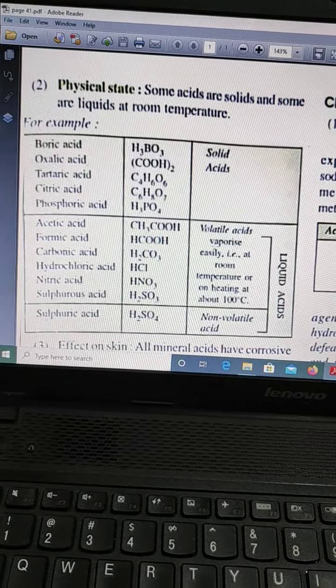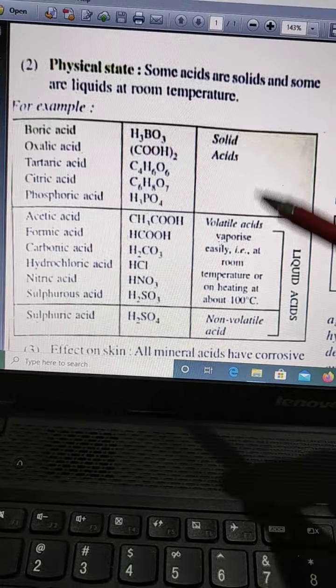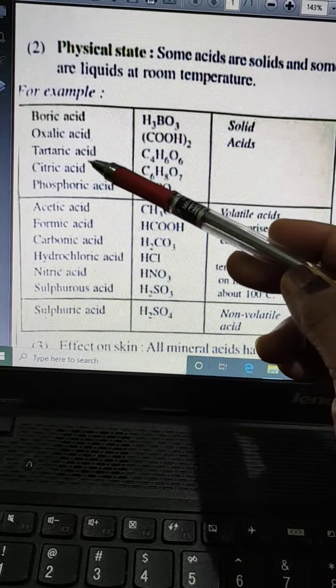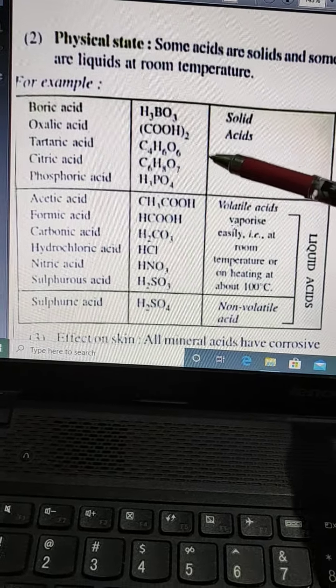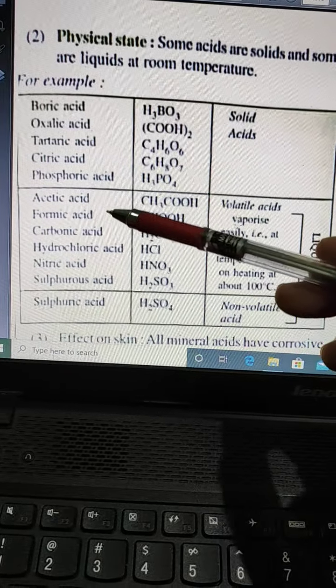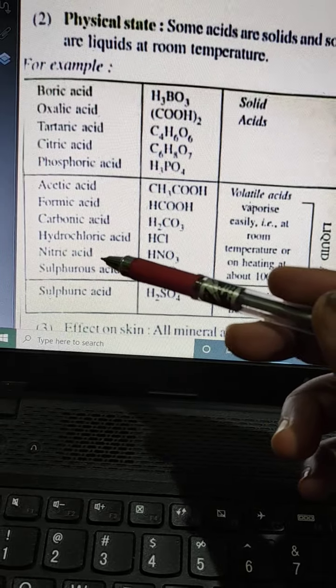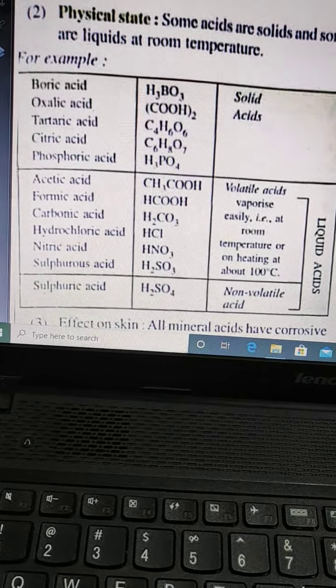Today we'll discuss, for example, physical state. Some acids are solid and some are liquids. The acids boric acid, oxalic acid, tartaric acid, citric acid and phosphoric acid are generally solid acids, whereas acetic acid, formic acid, carbonic acid, hydrochloric acid, nitric acid and sulfuric acid are all liquids.